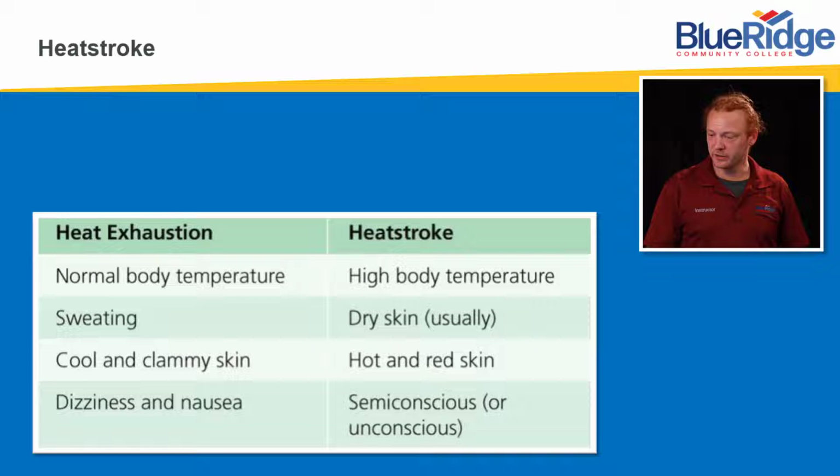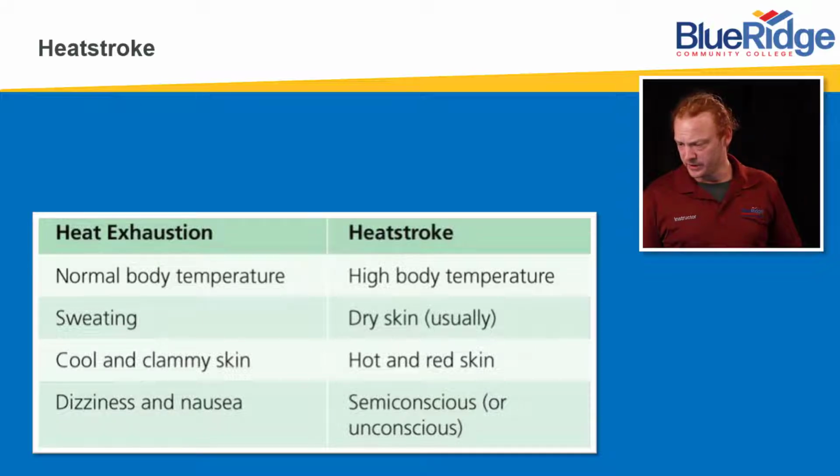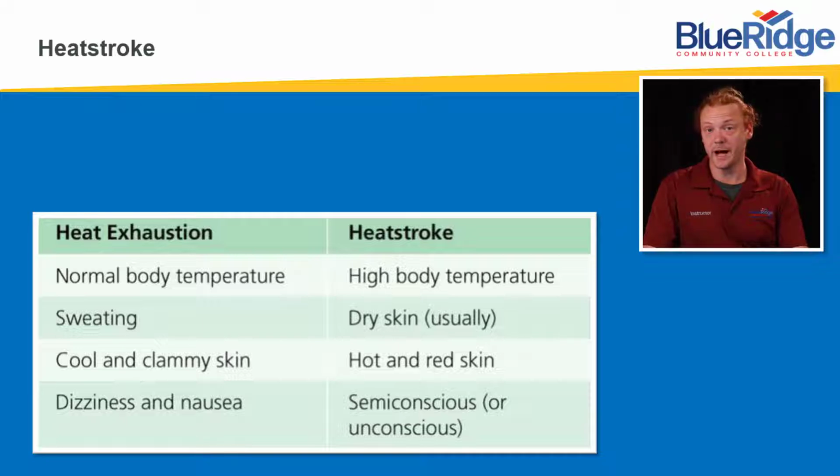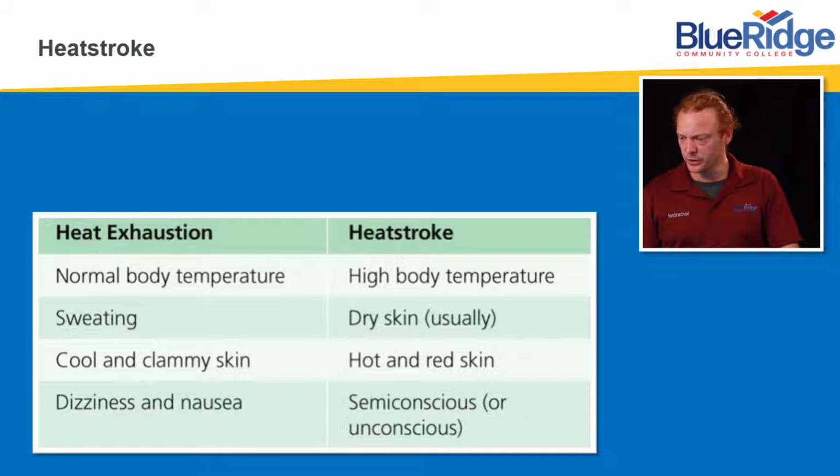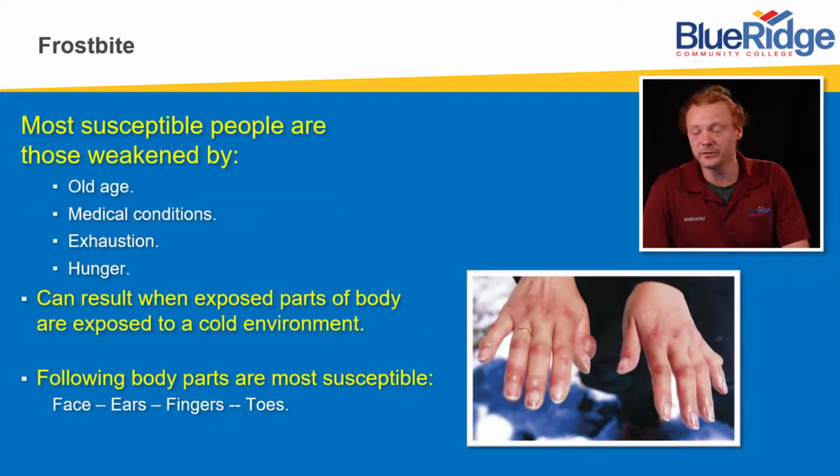So here's a table that compares heat exhaustion to heat stroke. Heat exhaustion, you'll have normal body temperatures, whereas in heat stroke, your body temperature will be high or very elevated. Heat exhaustion, the patient will still sweat. Heat stroke, it is very usual that they have dry skin. In some cases, they will still be sweating, but it won't be effective. Heat exhaustion, they'll have cool and clammy skin, whereas heat stroke, it will be hot and red. Heat exhaustion, they'll be dizzy and nauseated. And in heat stroke, they'll be semi-conscious, unconscious, or have an altered mental status.